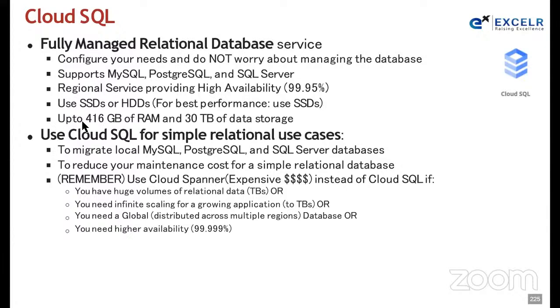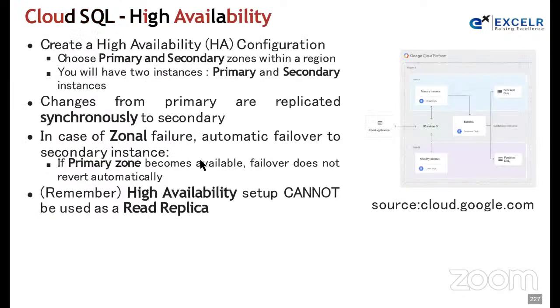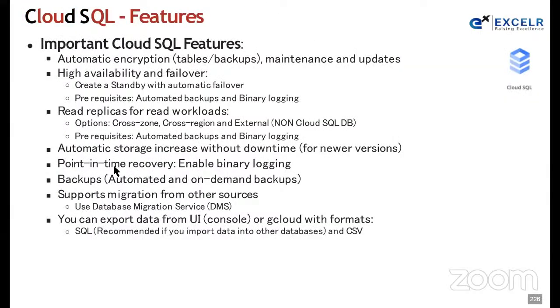Okay, so you can have the size of your database. The maximum RAM you can have for your database is 416 GB, because it is fully managed. It will have some underlying hardware which is managed by GCP, and the maximum RAM you can have is 416 GB, and you can have up to 30 terabytes of data storage.